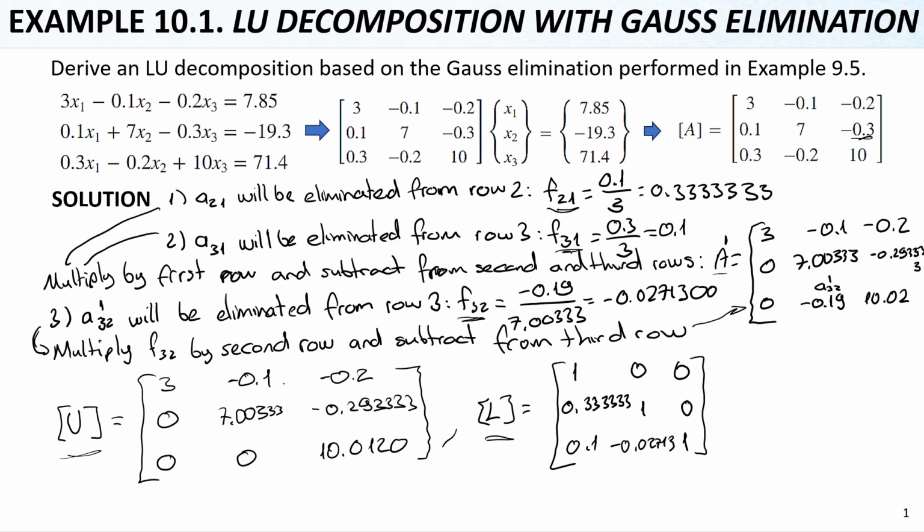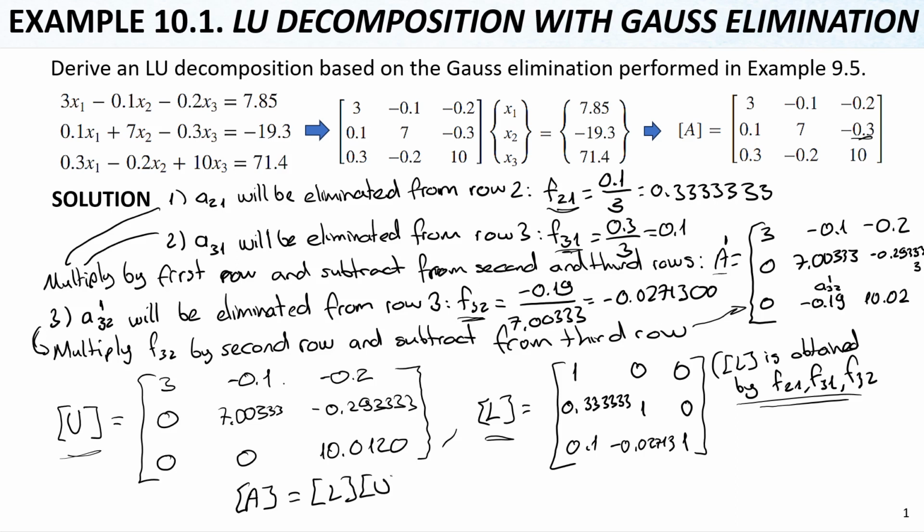So we can write here, L is obtained by F21, F31, and F32. If you multiply these, you will get the A matrix. So the A matrix becomes, but you will multiply L by U. The order is important, not U by L, but L by U. If you multiply this, there can be some round-off errors. So let me multiply it here to fit in.